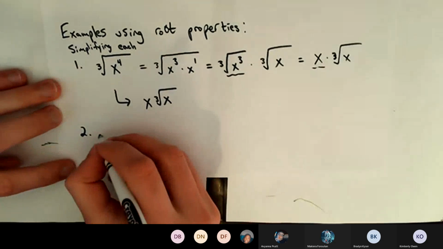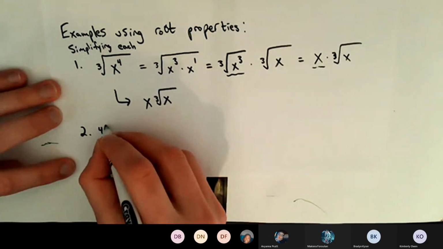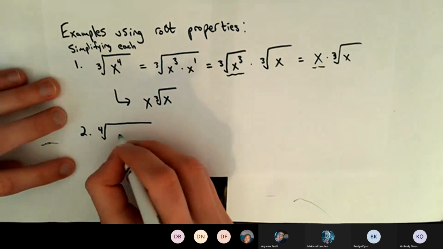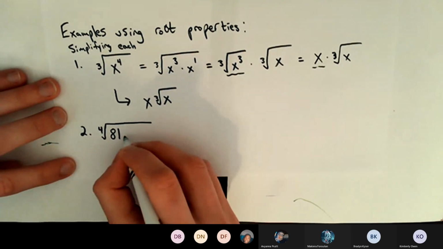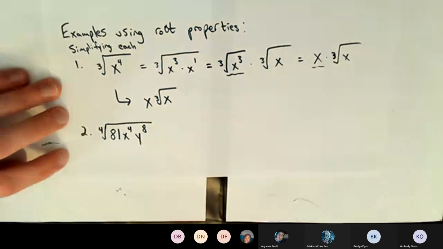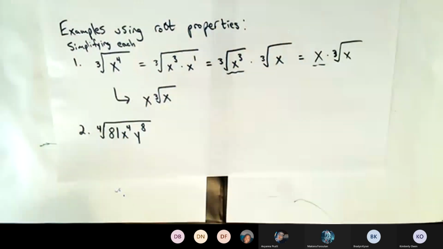Okay. I'm going to stick with what the book's doing, and then we'll probably deviate after these examples just to give you more to think about. The 4th root of 81, x to the 4th, y to the 8th. Oh, that's fine. That's close enough to what they have.